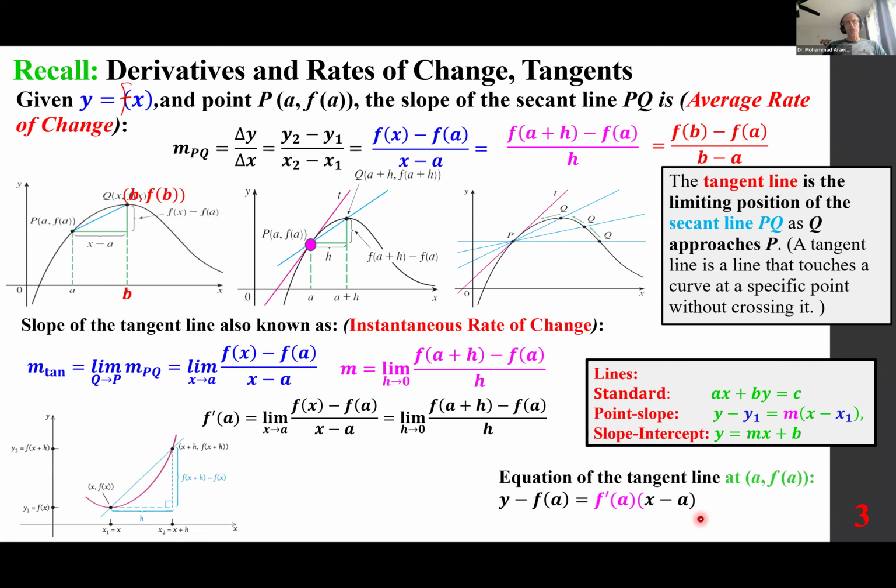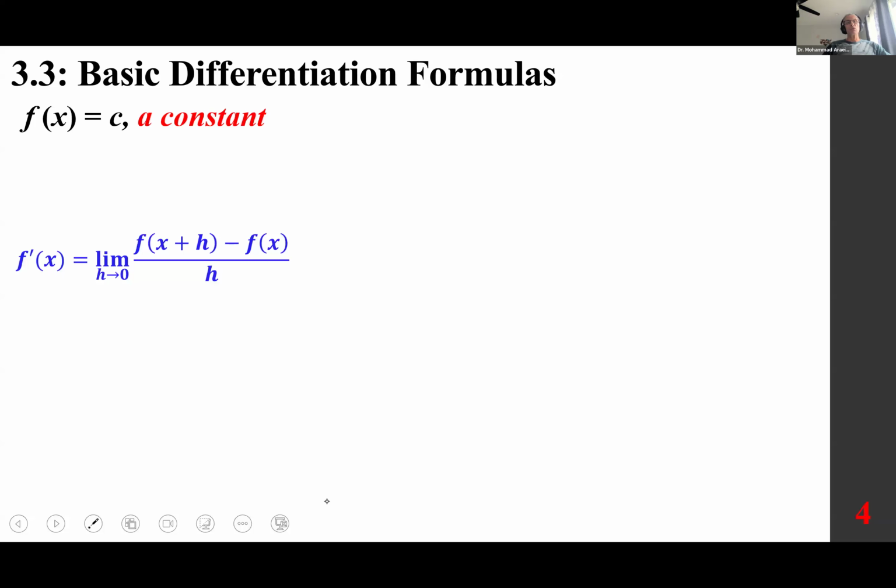Now, generally speaking, we call this a differentiation formula. F prime of x is the limit of f of x plus h minus f of x over h as h approaches 0. And again, this is the distance h. This is the run, and the rise is f of x plus h minus f of x. And we are making h go to 0 as far as the limit is concerned. And now, let's look at basic differentiation formulas.